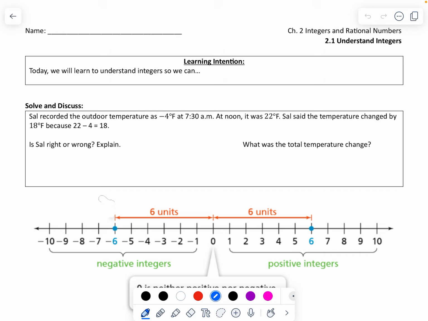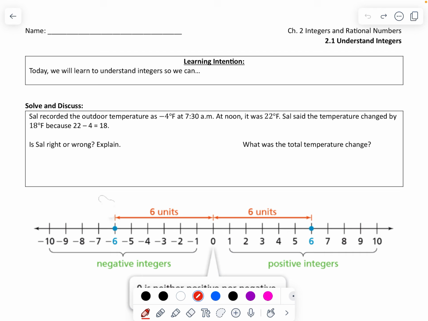Okay? So our learning intention today says that we will learn to understand integers. So chapter 2, as you can see in the top right hand corner, is all about integers and rational numbers. So that's what we're going to be going over. There's a definition that I'll go over, but really I just want you to be thinking about positive and negative numbers and zero. That's what we're going to be dealing with in this chapter.